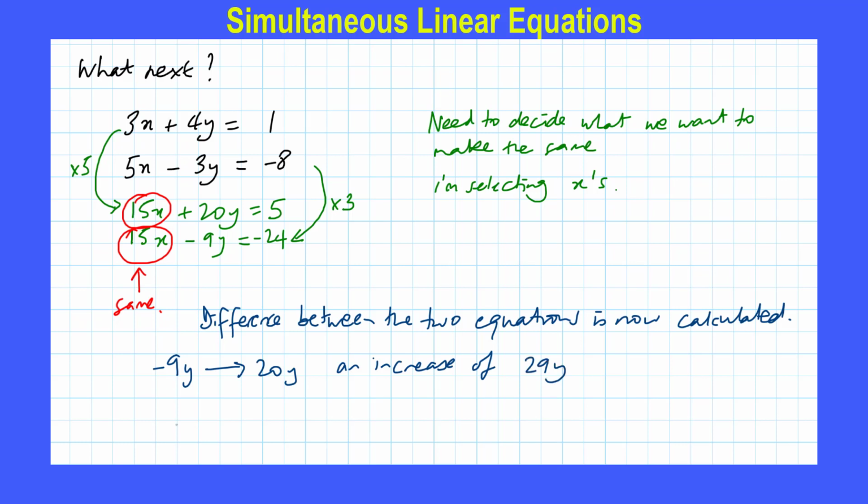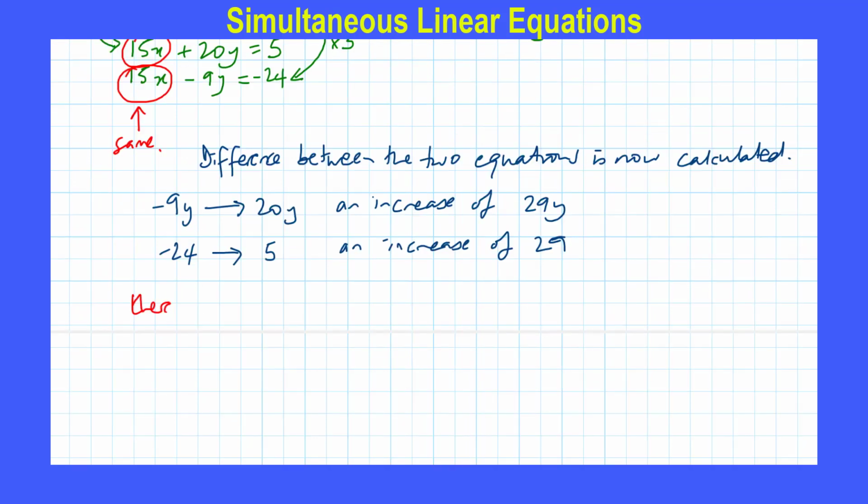And going in the same order, if I'm going to go from negative 24 to 5, that has been an increase of 29. So what we now have is 29y is equal to 29, so y must equal 1. So that is one of our solutions.